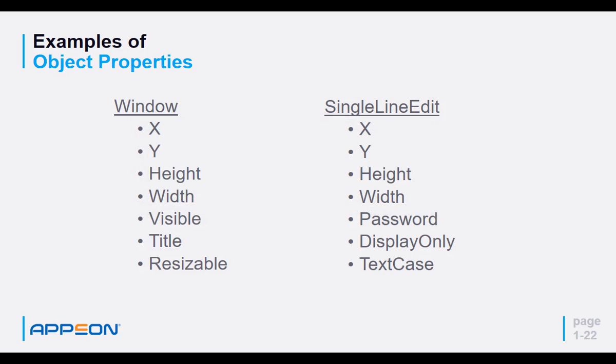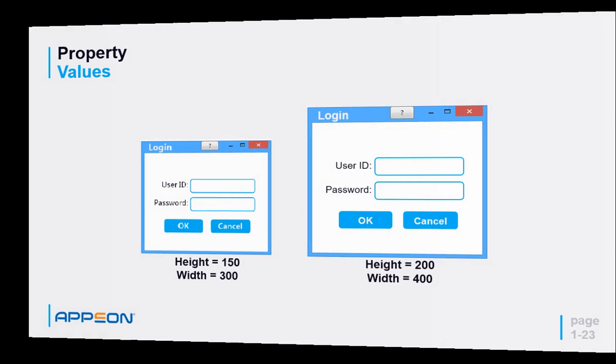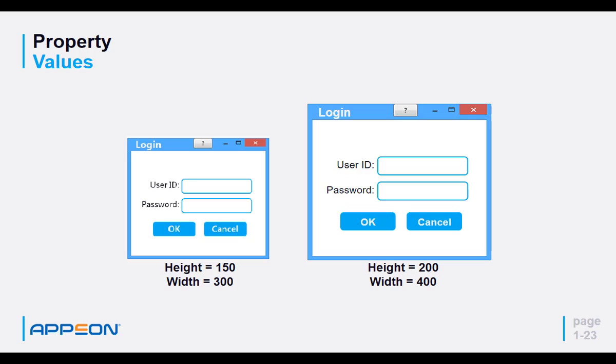However, some objects have specific properties. For example, the window here has a title, or the single line edit has a property called text case, which is either lower, mixed, or upper. So certain properties are very specific to the object, some are generic. Also, the value of the property then determines its size on the screen or its behavior. So having a look here at the objects that we just described earlier, if we change the width and height of those objects, then you get a scaling effect of the login window between smaller and larger.